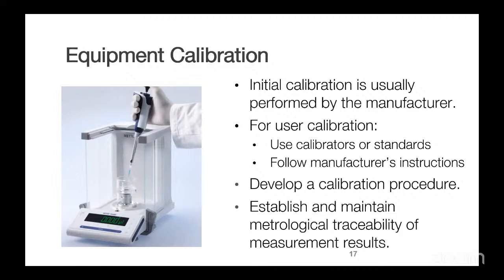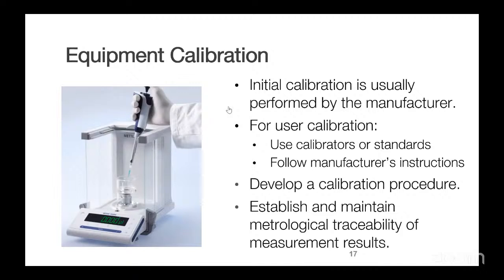Okay, that's beautiful. So next we talk about equipment calibration. Initial calibration is usually performed by the manufacturer or by the biomedical engineer. For calibration, use a calibrator or standard and follow the manufacturer's instructions. Develop a calibration procedure. Establish and maintain the metrological traceability of the measurement results.